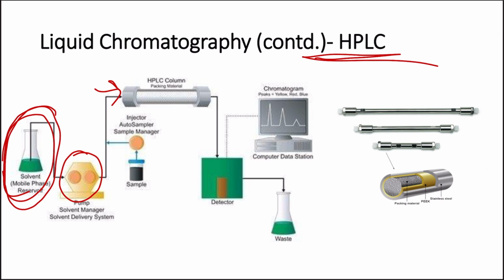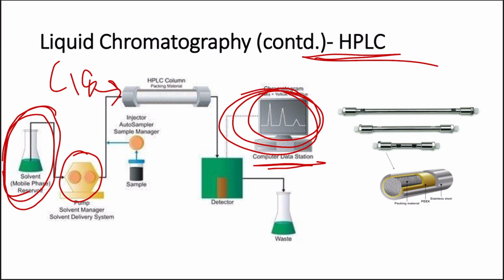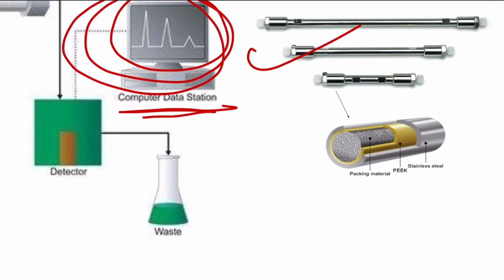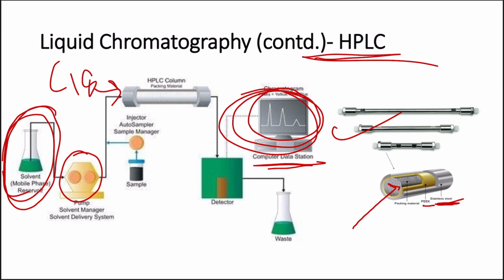So here we can have either C18, that is octadecyl, or we can have butyl groups, or octyl groups. Then it is connected to the detector, which is connected to the computer system, and the waste is collected, and in the computer system we will get the characteristic peaks of different components. And here you can see the column which is being used. It has a coating of stainless steel outside, followed by polyether ether ketone, and then inside we have the packing material. So basically this is a packed column chromatography method. It is not a capillary column. So this is about the HPLC.